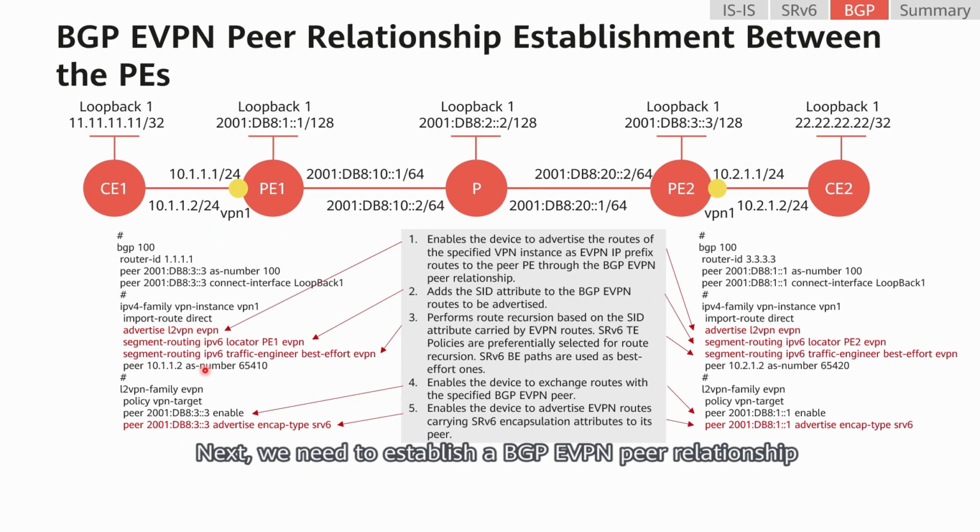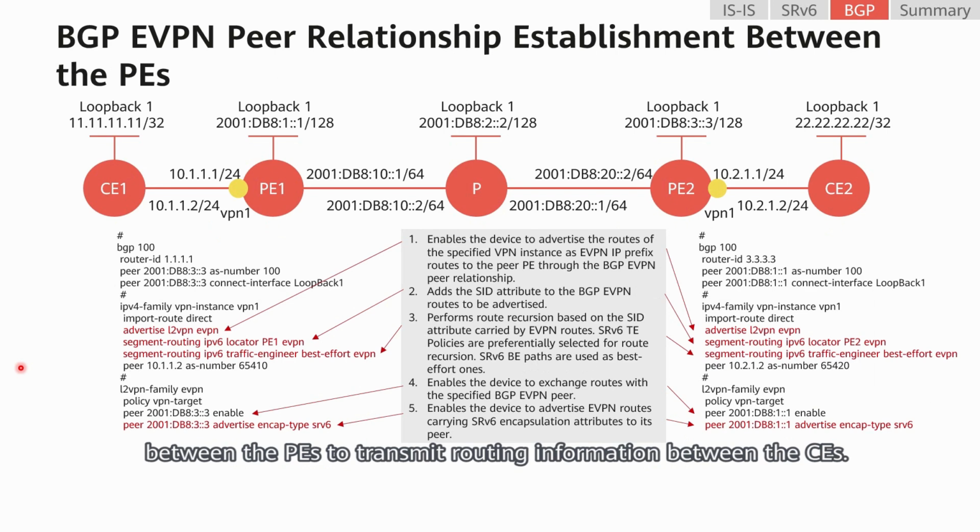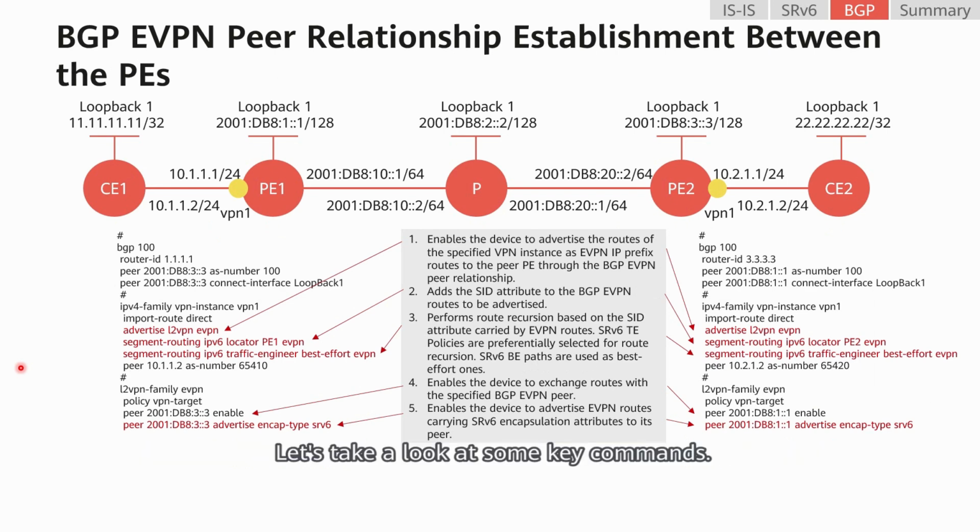Next, we need to establish a BGP EVPN peer relationship between the PEs to transmit routing information between the CEs. Let's take a look at some key commands. The first command enables the device to advertise the routes of the specified VPN instance as EVPN Type 5 IP prefix routes to the peer PE through the BGP EVPN peer relationship. The second command is used to add the SID attribute to the BGP EVPN routes to be advertised. The third command is used to perform route recursion based on the SID attribute carried by EVPN routes.